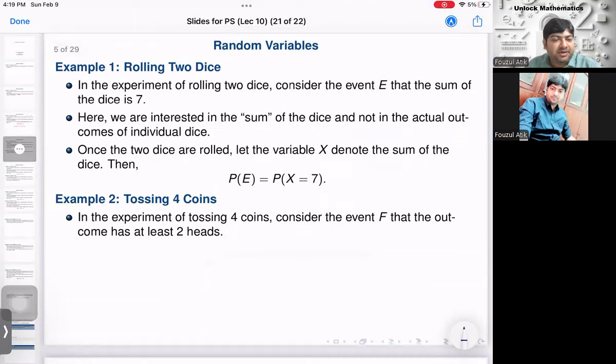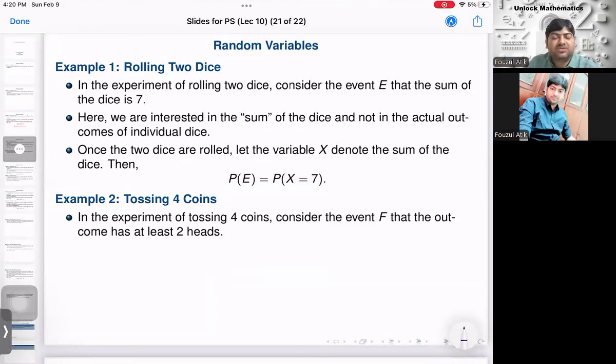Now we have another experiment. Tossing 4 coins. In the experiment of tossing 4 coins, consider the event F that the outcome has at least 2 heads. Right? So we are tossing 4 coins. How many total outcomes do we have in that experiment? Each of the coins gives 2 choices, either head or tail. So there are 4 coins we are tossing. How many different types of outcomes will we have? We will have 2 to the power 4 outcomes.